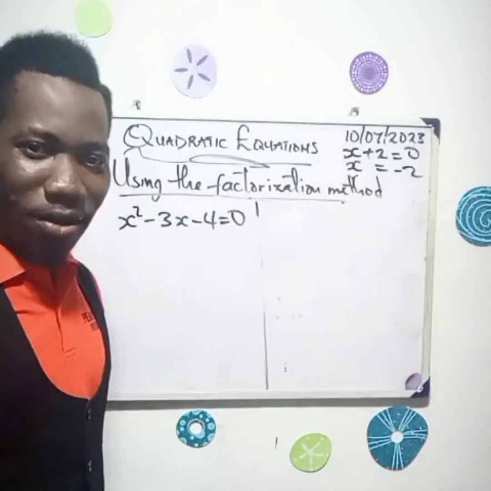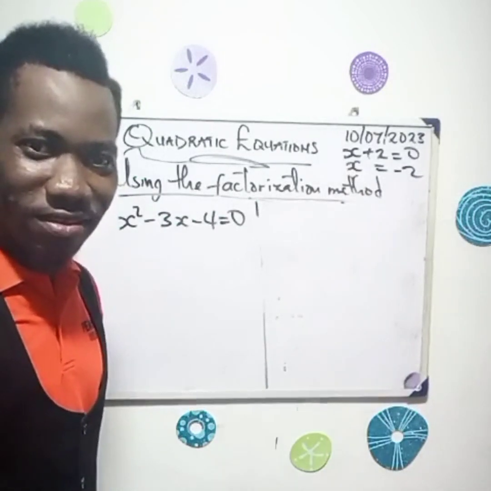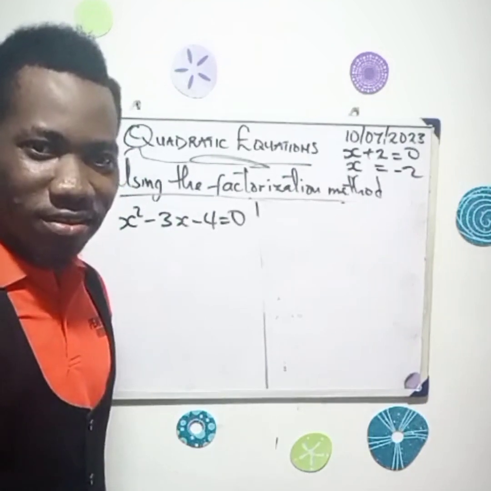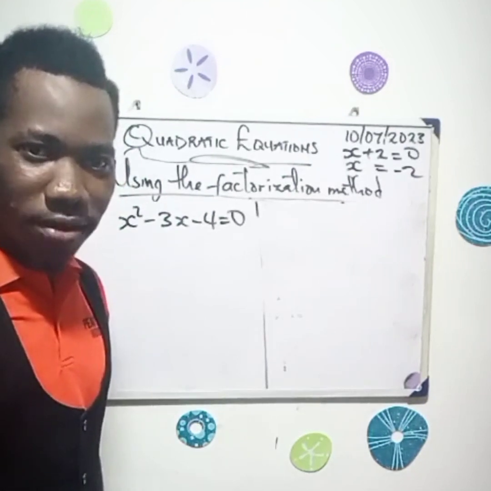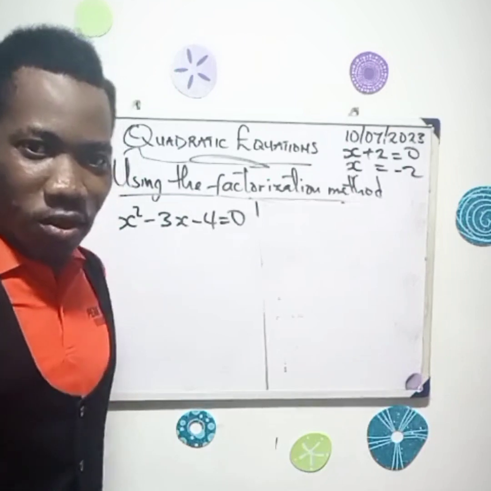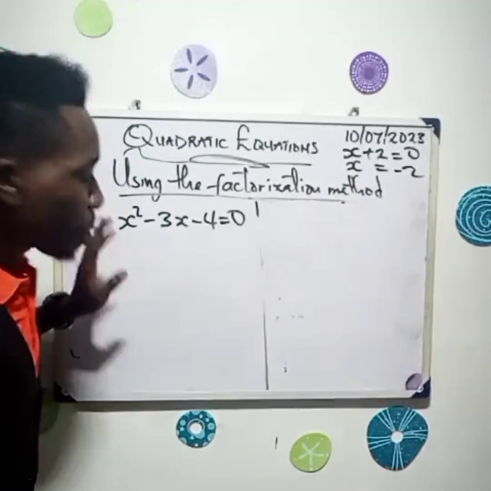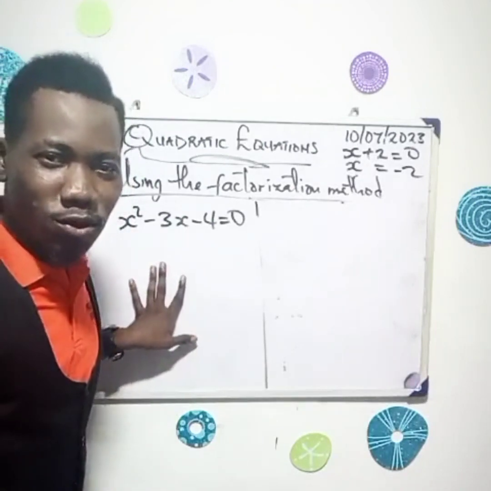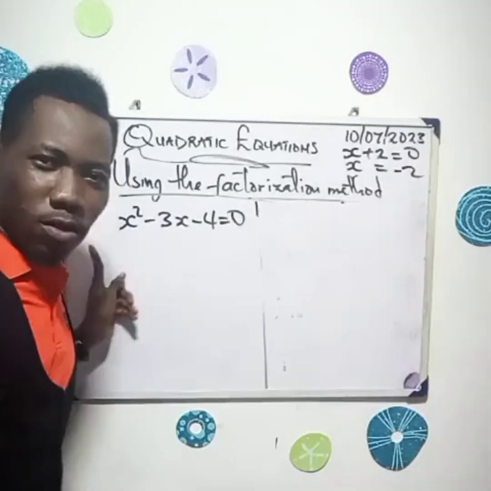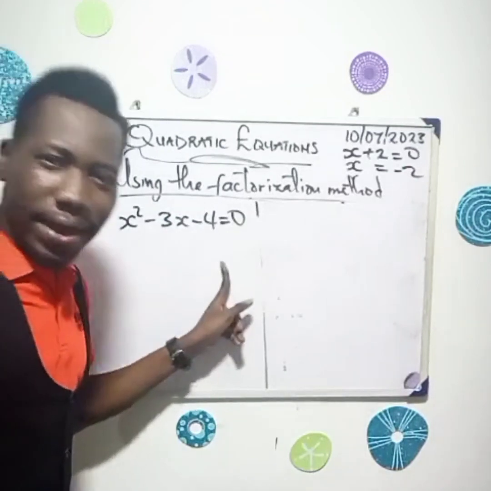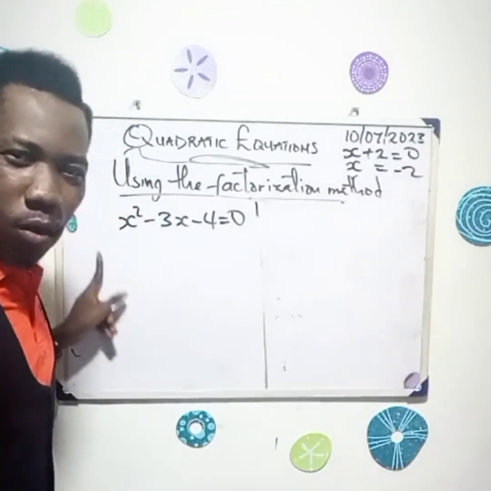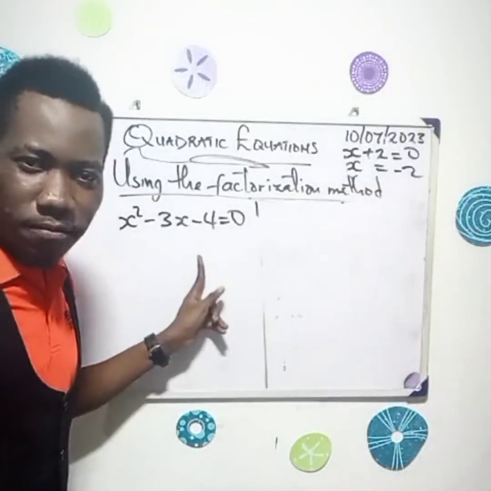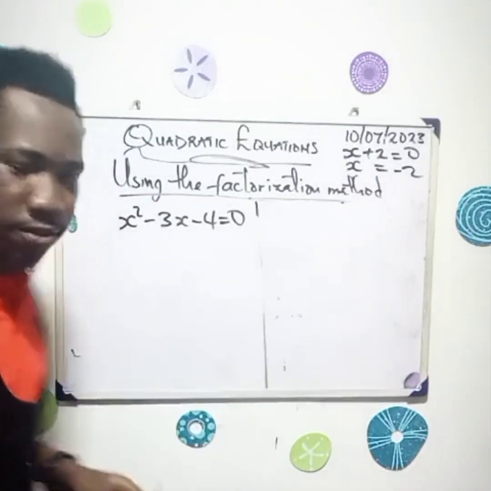What are our answers? So, factorization of quadratic equation again. You multiply the coefficient of your x squared by the constant. What's the coefficient here? 1 multiplied by minus 4. 1 times minus 4 will give us minus 4.